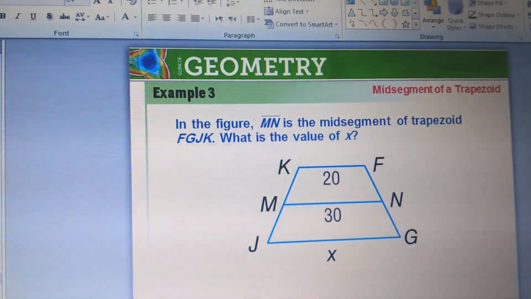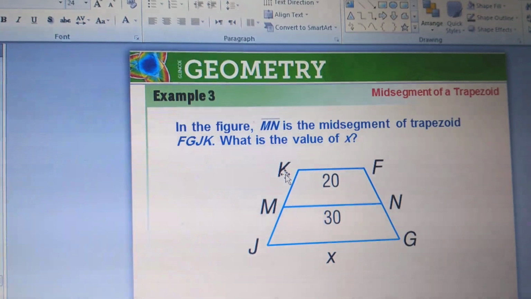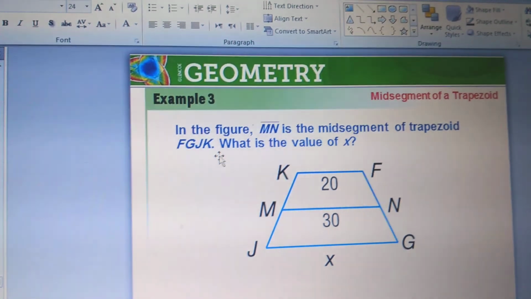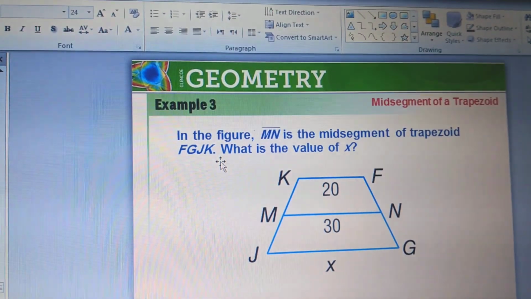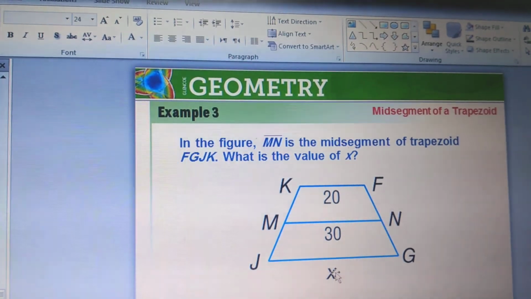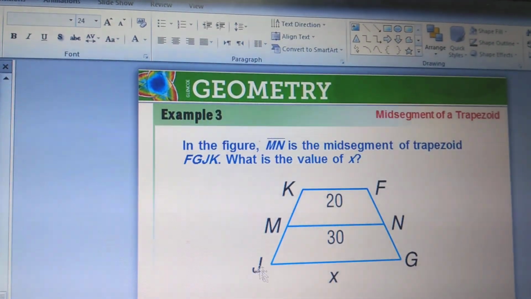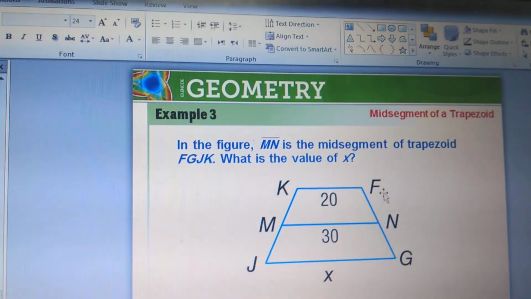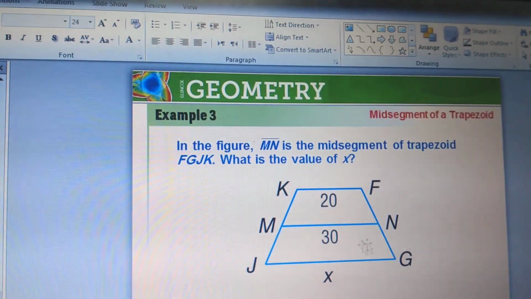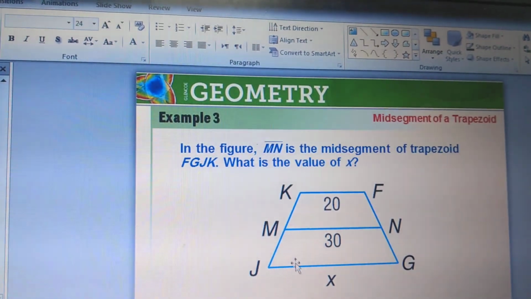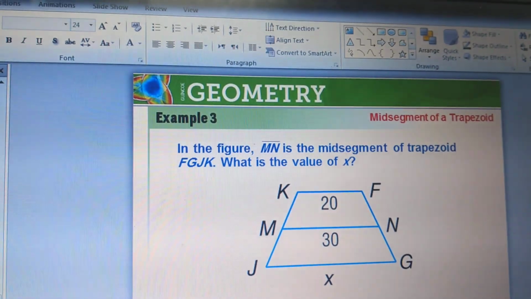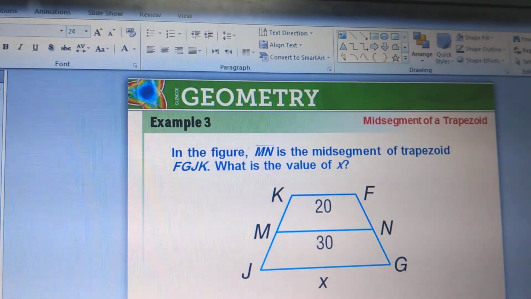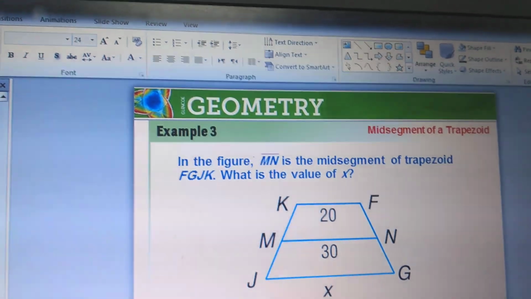Example. If MN is the mid-segment of trapezoid FGJK, what is the value of X? Of course, here X is a base. MN is the mid-segment. KF is a base. What does the rule say? Mid-segment equals base 1 plus base 2 over 2. I substitute, this means 30 equals (20 plus X) over 2. We solve it, we get the answer.